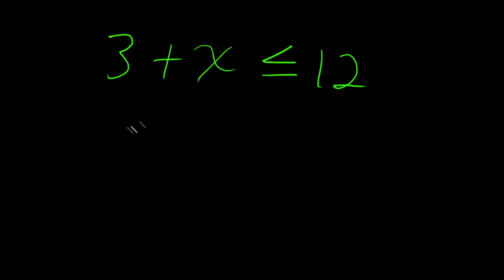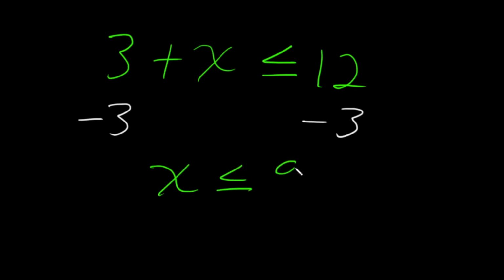Let's try another example. Say we have 3 plus x is less than or equal to 12. Since we treat this like an equation, we'll just need to isolate the x. So all we need to do is subtract 3 from both sides of the inequality. On the left side, we have x is less than or equal to 12 minus 3 gives us 9. Here we have 9 on the number line. We know x is less than or equal to 9. So we definitely need to shade towards the left.